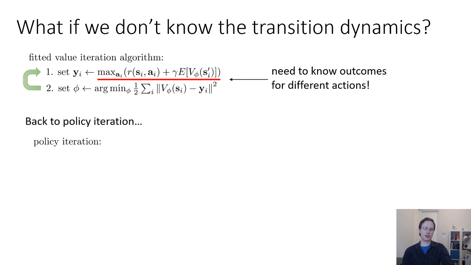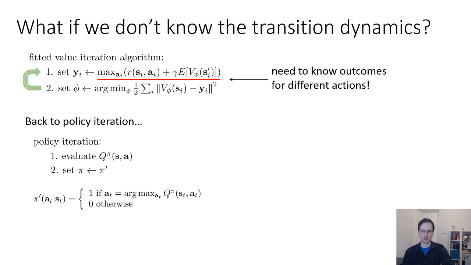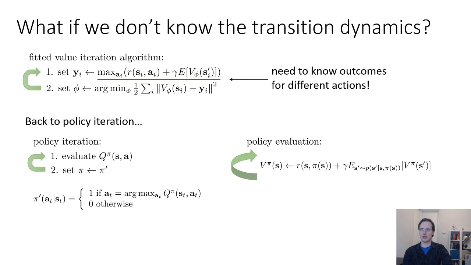So let's go back to policy iteration. In policy iteration, we alternated between evaluating Q pi, or A pi, but if you have Q pi, you can recover A pi. And then step 2, setting our policy to be this greedy argmax policy. So that was policy iteration. And step 1 in policy iteration involved policy evaluation, which involved repeatedly applying this value function recurrence that we saw before.